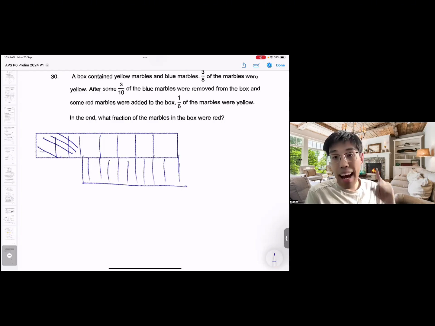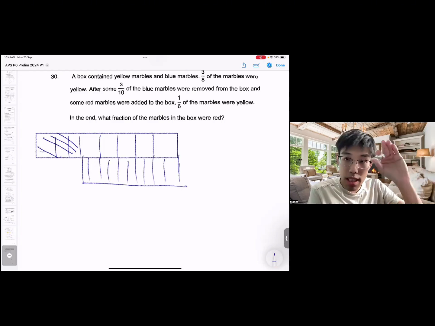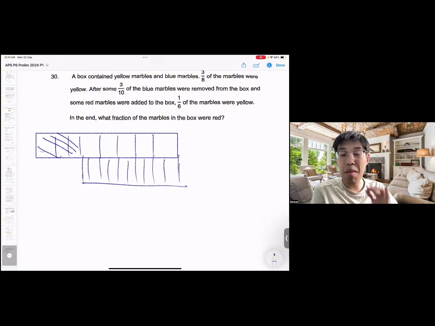Okay, one thing is that I do not recommend cutting along the same layer. Don't cut. Okay, it makes the whole thing very confusing. Draw a new layer, look at it properly. Okay, so 3 of 10 is removed. Some marbles are added. 1/6 of the marbles are yellow.